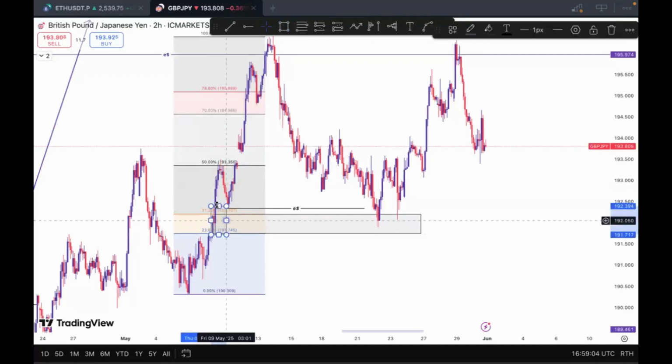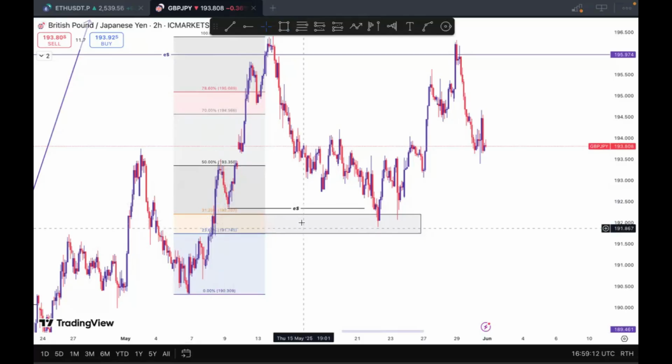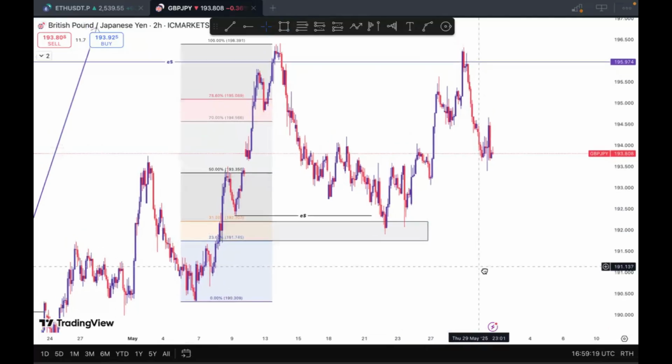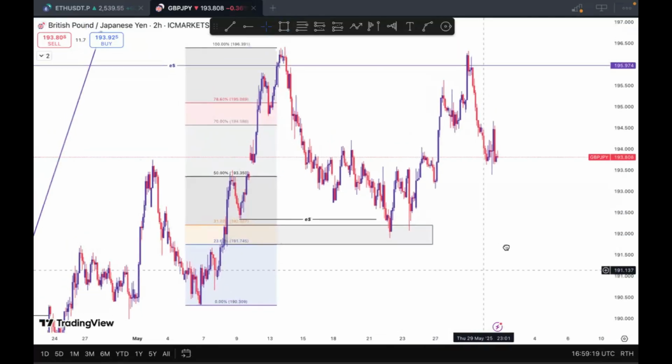We have a fair value gap. So this is a demand zone. Can you see that? That's another block. So price is reacting well at the other block and also at the OTC zone. Did you see that? Exactly. Can you see what's happening?